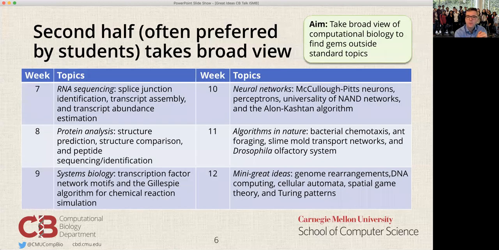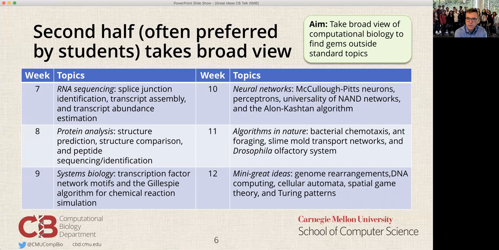In the second half of the course is where we really are allowed to take a broad view. And what I like about this is that I myself am very comfortable teaching these bioinformatics topics, having done it for a while. But when we ask students about what their favorite topics are, they tend to report topics that are in the second half of the semester. So they're very far from just add-on topics. They're things that we wanted to profile that may not be typical. So the aim here is to find gems outside of standard topics.